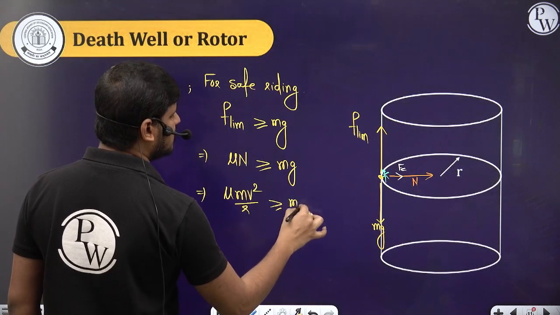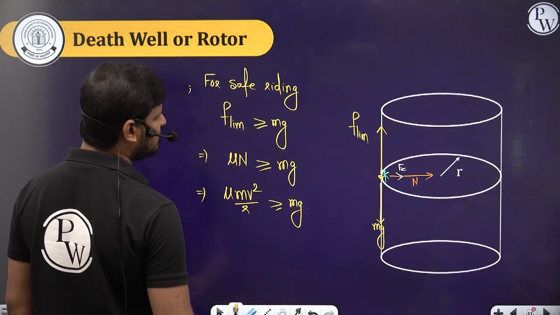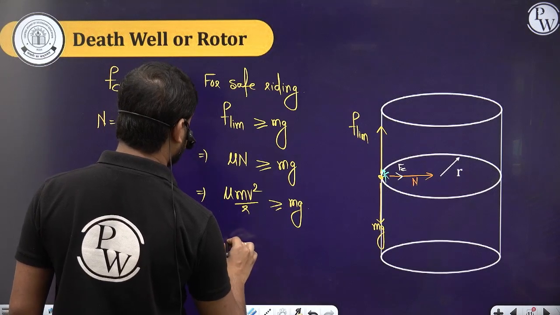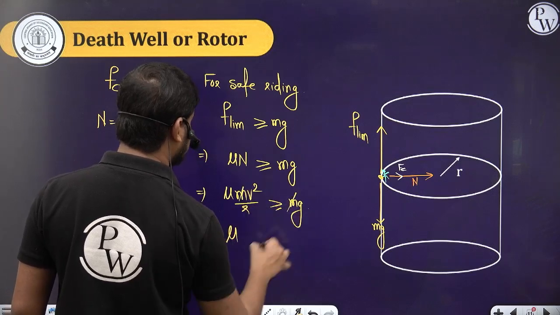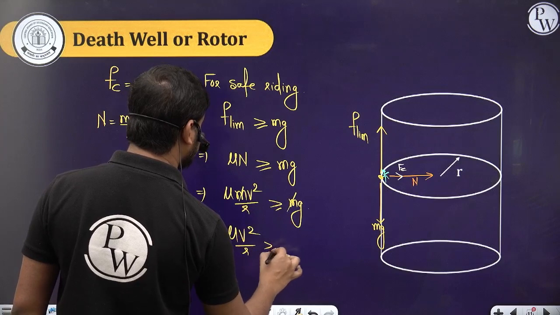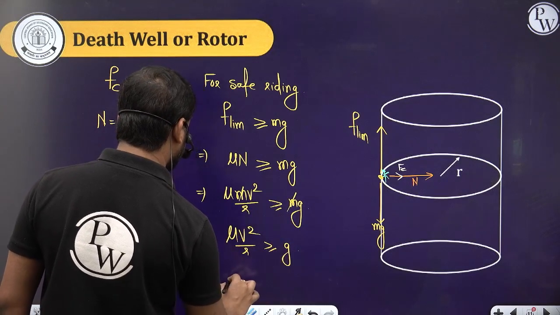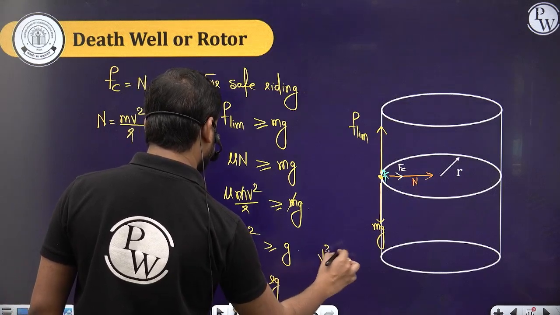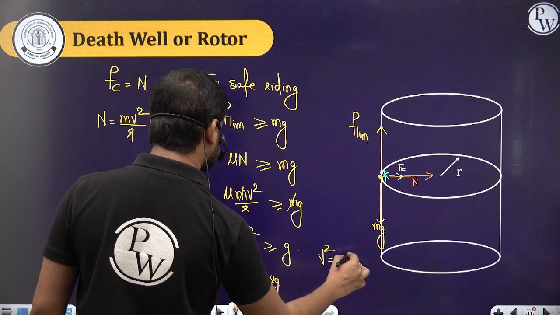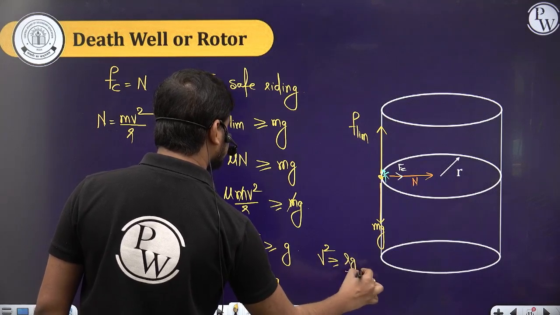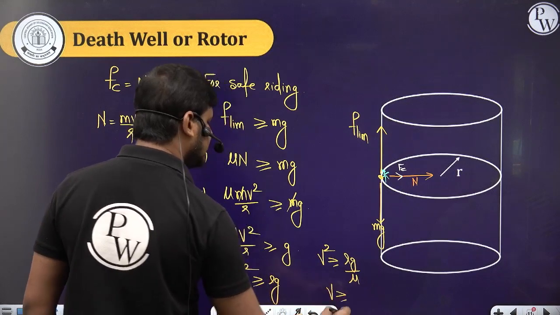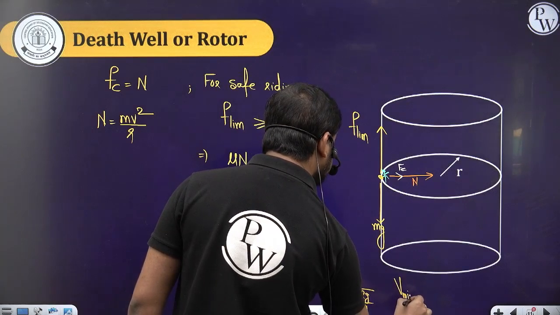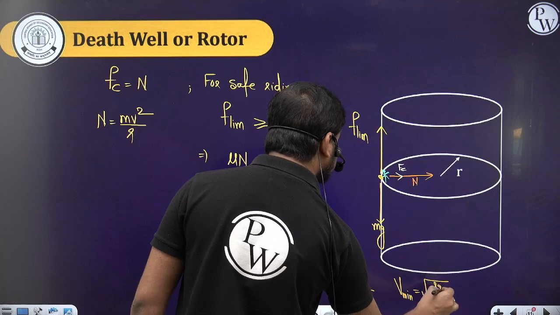So then mu times m v square by r must be greater than or equal to mg. Yes or no? So then here m cancels, mu v square by r should be greater than or equal to g. So then mu v square should be greater than or equal to rg. So from here, v square should be greater than or equal to rg by mu. So that means his velocity should be greater than or equal to the square root of rg by mu. So the minimum velocity with which he should ride the bike on the surface is the square root of rg by mu.